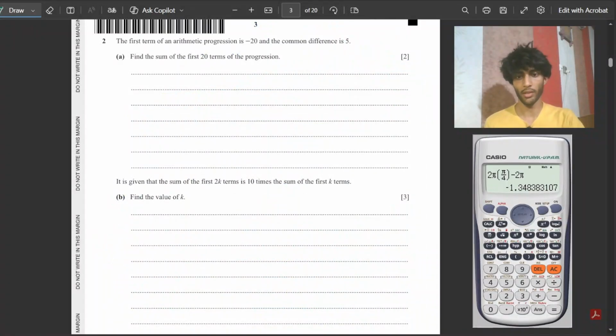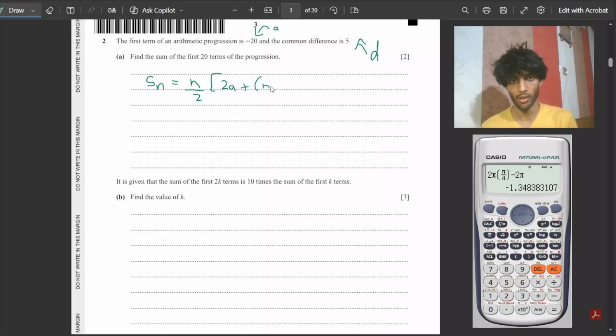Now, question 2 is an arithmetic progression problem, which tells us that the first term of the arithmetic progression is a, and the common difference d is 5. So part A says, find the sum of the first 20 terms of the progression, which is a fairly easy problem. The sum of the n terms is given by the formula n by 2 times 2a plus n minus 1 times d. For the first 20 terms, it's going to be 20 divided by 2, so that's 10, times 2a, where a is negative 20, plus 19 times 5, and we have to now solve this.